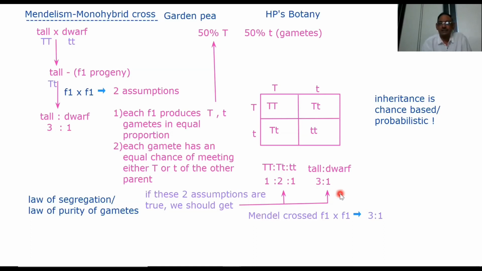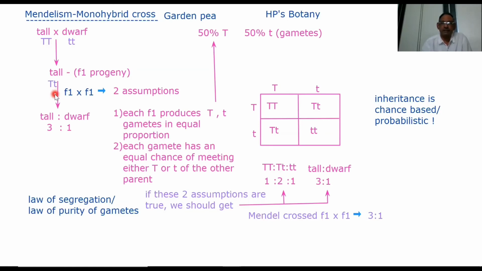And this ratio was used to propound the first important law of inheritance, that is the law of segregation, or law of purity of gametes. It states that the two factors which are together in an F1 parent, F1 progeny, are separated, and each of these factors enters a separate gamete. Both these factors do not enter the same gamete. So there is segregation, separation of these two factors during gamete formation.